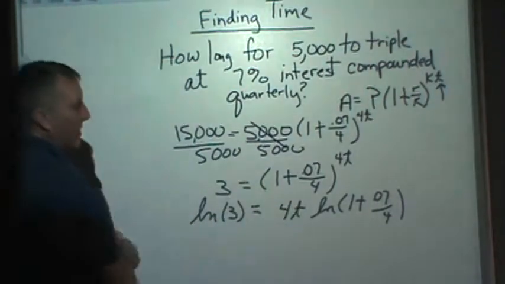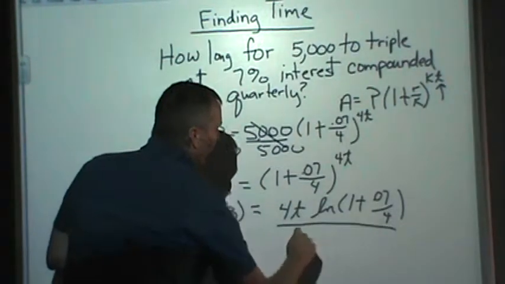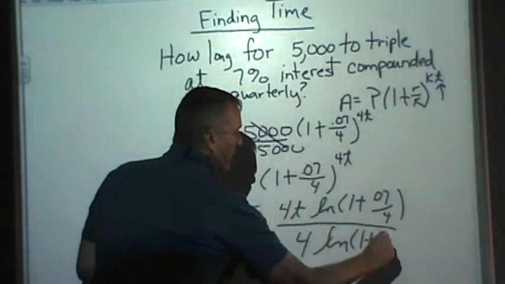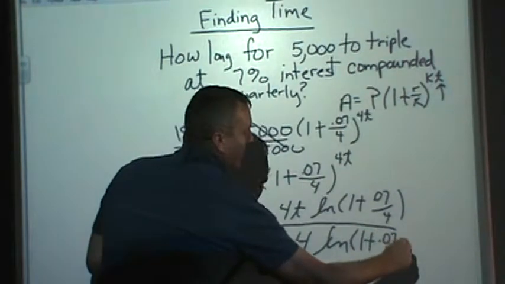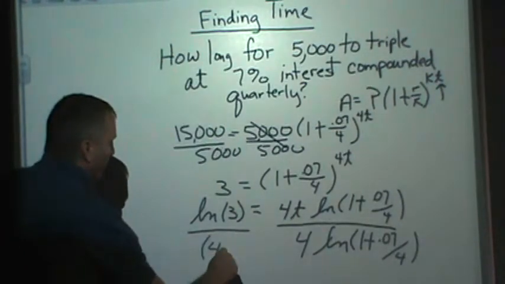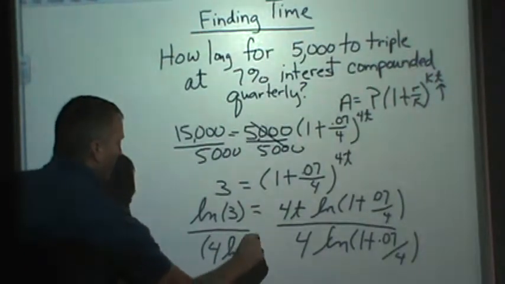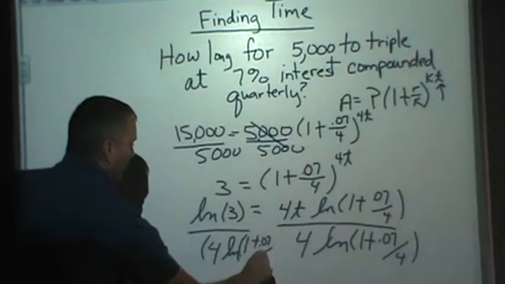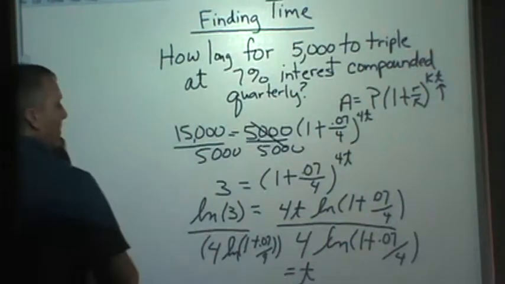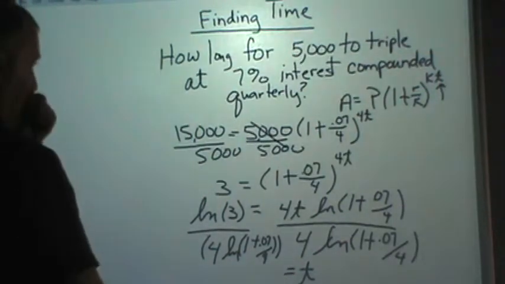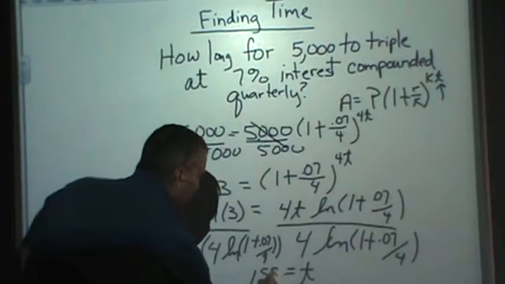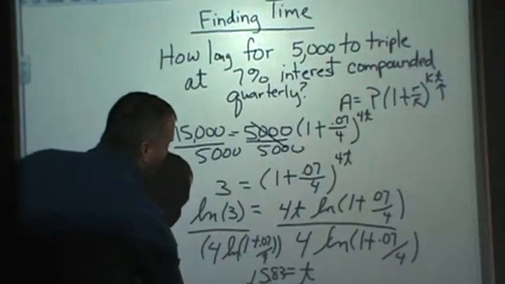To isolate this t all by itself, we need to divide this side by 4 and ln 1 plus 0.07 divided by 4 on both sides. Once we put this in the calculator, you should end up with 15.83. Now that's not the final time. We know the 15 stands for my years.